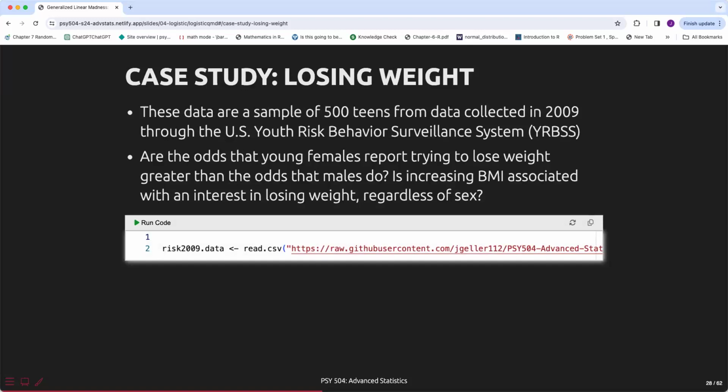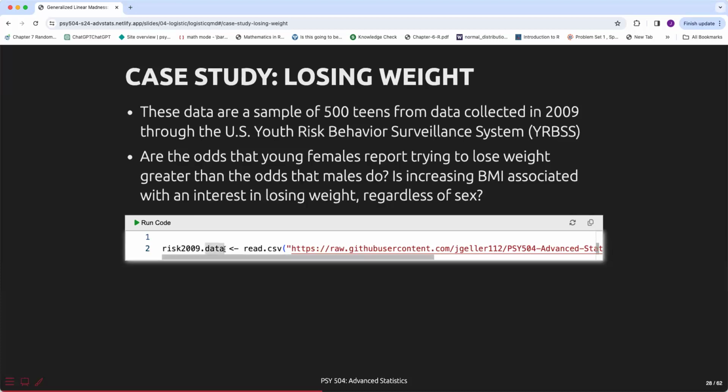The data set that we're going to use contains a sample of 500 teens. This was collected through the US Youth Risk Behavior Surveillance System survey. And we want to answer two questions here. The first question is, are the odds that young females report trying to lose weight greater than the odds that males do? And the second question is, is increasing BMI associated with an interest in losing weight, regardless of sex? Those are the two questions we're going to try to answer with our data set.